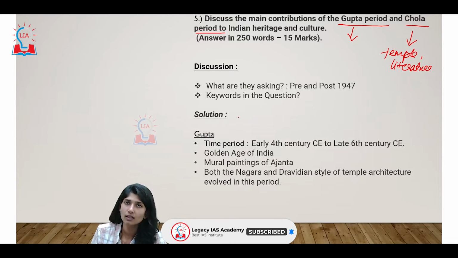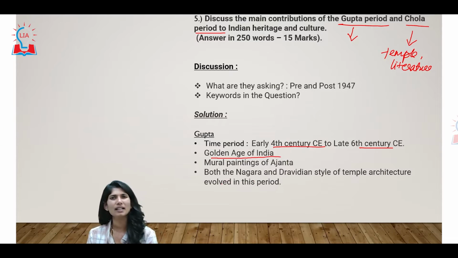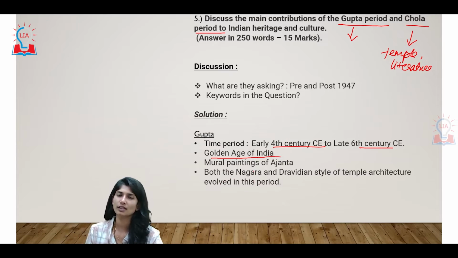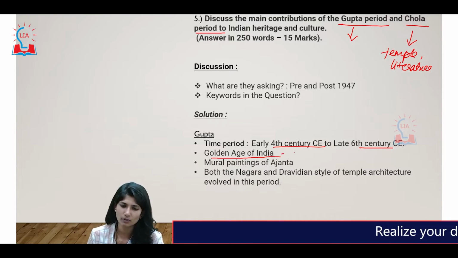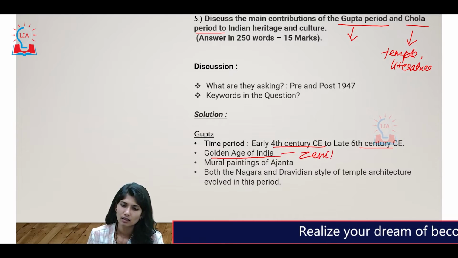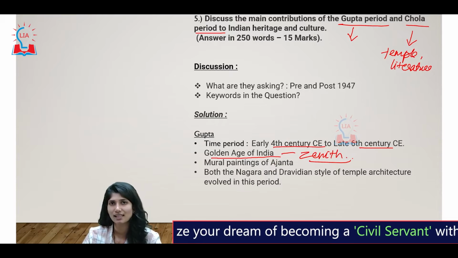Your Gupta, the timeline is between 4th century to 6th century. All your art, architecture, it all reached its zenith in the Gupta period. As we say, the golden age of India. Here we have paintings, architecture, art, all different aspects. At that time we say that our art, culture, everything was at its zenith.